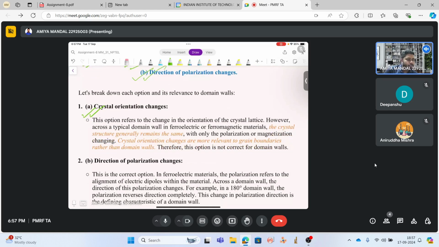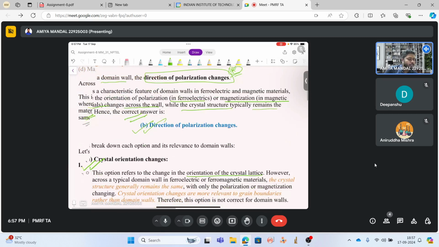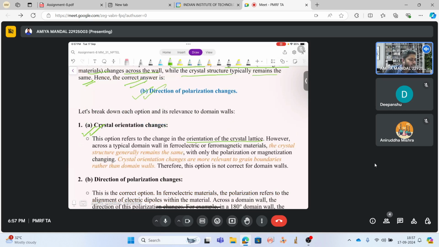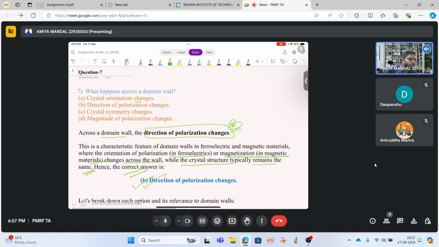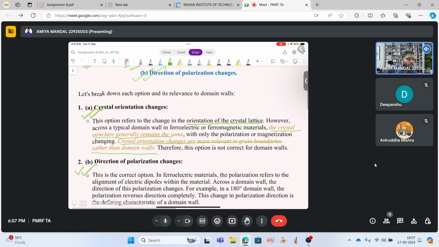Crystal orientation changes. This option refers to a change in the orientation of the crystal lattice. The crystal structure generally remains the same. Crystal orientation changes are more relevant to the grain boundaries rather than the domain wall. So crystal orientation relates to the grain boundary, not the other things. And the next option is the correct option, so this one is not the correct option.